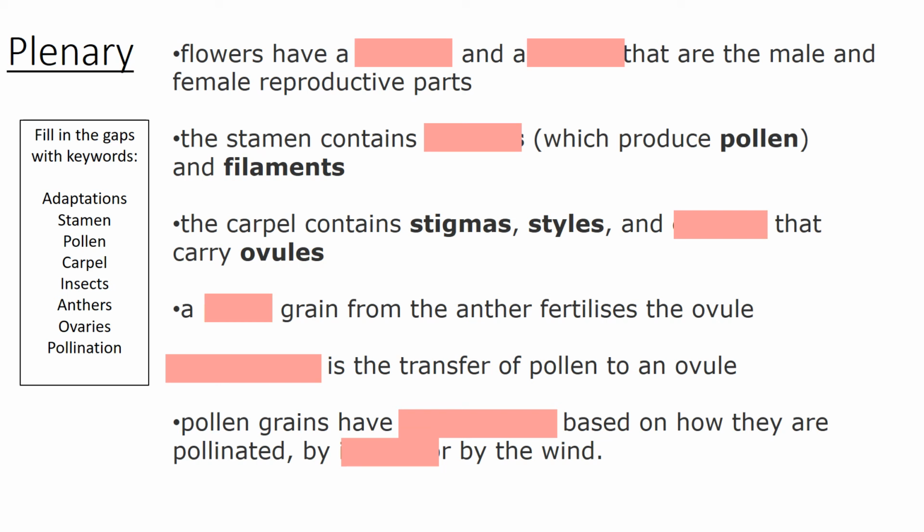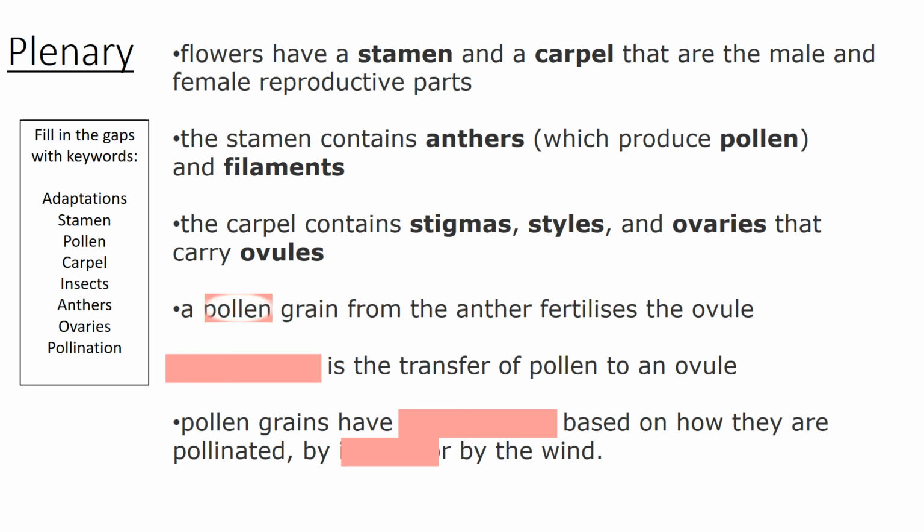Okay, let's go through the answers now together. You should have written these down and worked them out yourselves. So flowers have a stamen and a carpel that are the male and female reproductive parts of the flower. The stamen contains anthers, which produce pollen, and filaments. The carpel contains stigmas, styles, and ovaries that carry ovules.